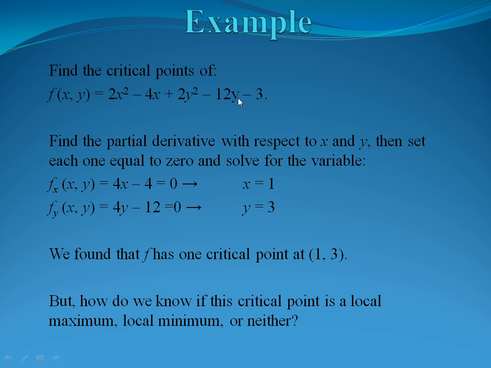12y is also a constant, so the derivative is 0. 3 is a constant, so the derivative is 0. So our first partial with respect to x is 4x minus 4. We set that equal to 0.